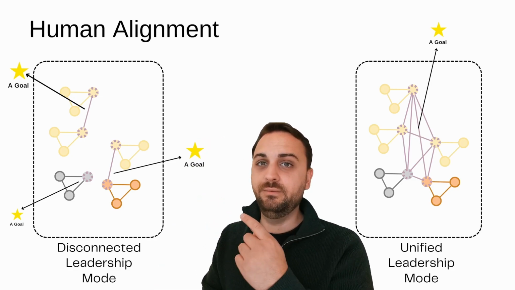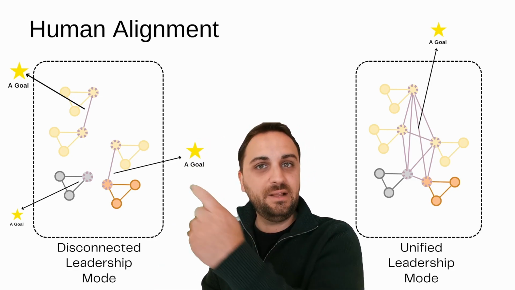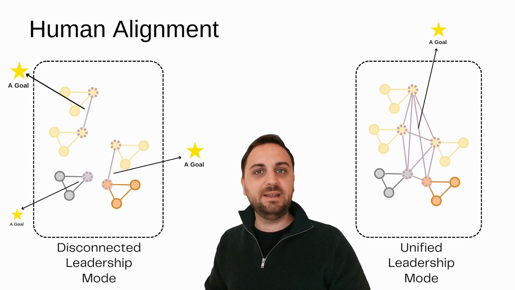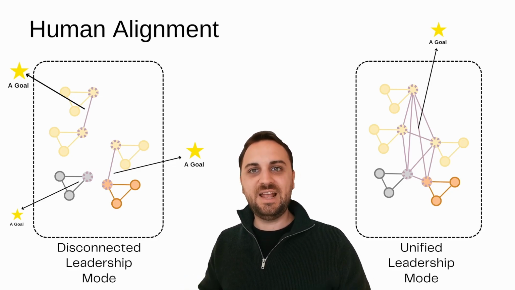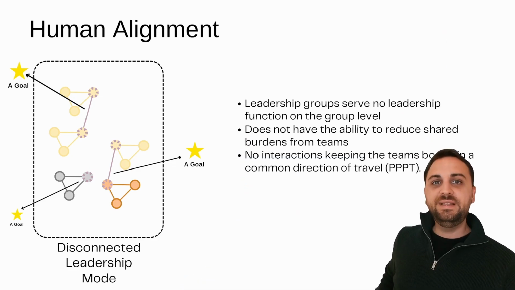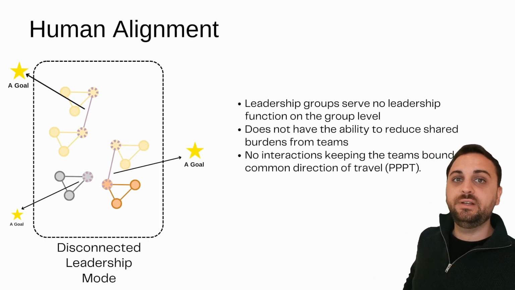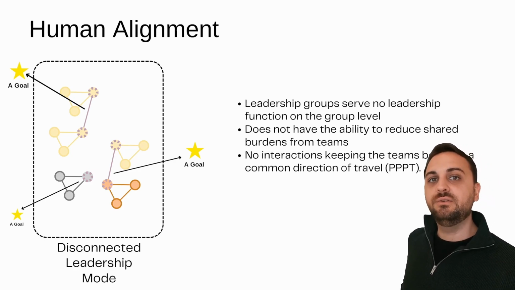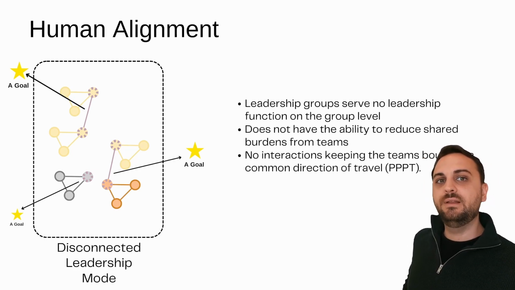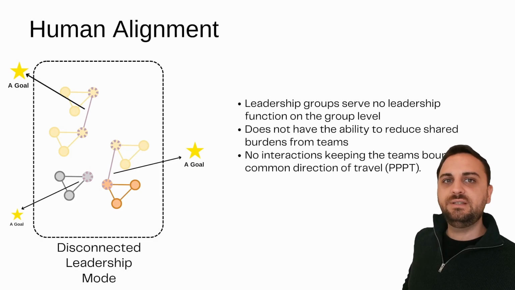And over here, we just don't have it. So there's nothing telling them to work in the same direction. They're lacking that shared context and intentionality of connections. So our leadership groups serve no leadership function when we have that disconnected mode. You can have them, but they're just not serving their function. And it does not have the ability to reduce shared burdens from the team. That's one of the cool things about leadership teams. They can say, we're all experiencing this problem. Let's pool our resources together and fix that thing together. It's missing. No connections keeping the teams bound in a common direction of travel.